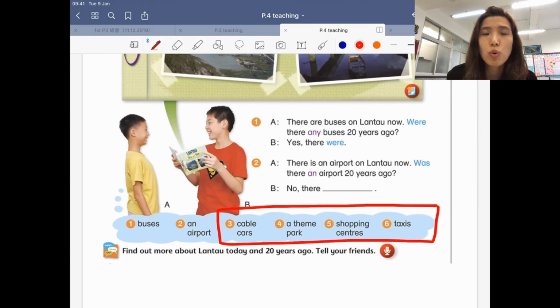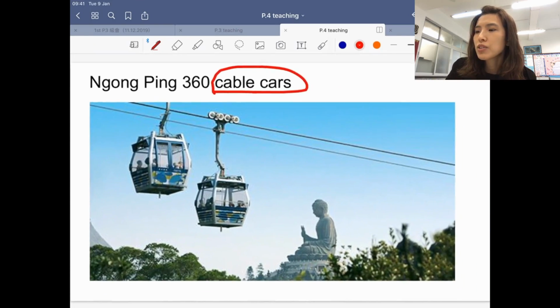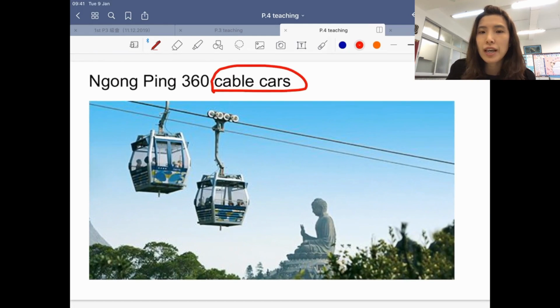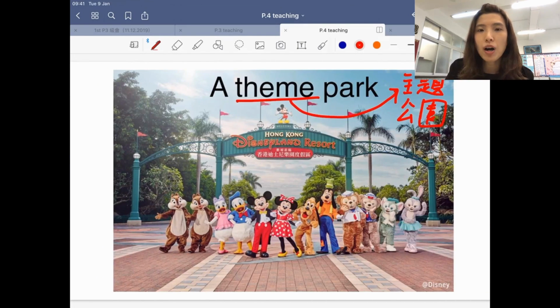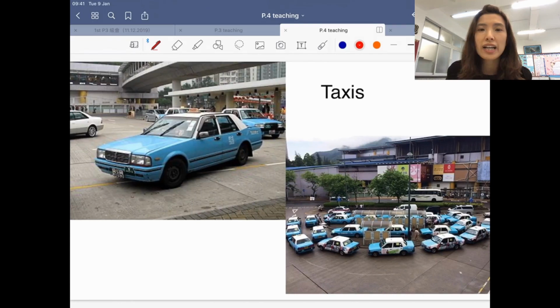So I have guided you how to do questions 1 and 2. For questions 3 to 6, I would like you to do it in your notebook, and then we'll check the answers later. And let me show you some pictures to help you think about whether there were cable cars or some other things 20 years ago. So let me show you some pictures. Okay, so these are the cable cars we have on Ngong Ping 360. What do you think? Were there cable cars 20 years ago? And then a theme park like Disneyland, shopping centers, and also taxis. So I think you can do it on your own. So see you later.